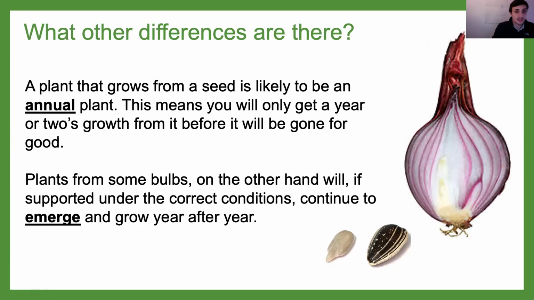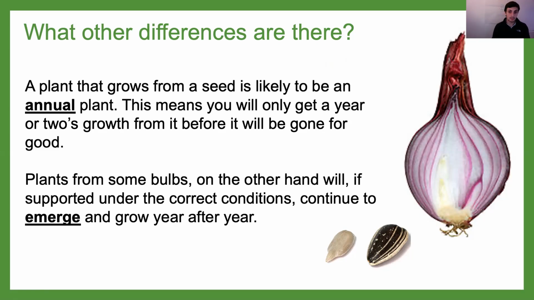A plant that grows from a seed is likely to be an annual plant. This means that you only get 1 or 2 years growth from it before it will be gone for good. So if you plant seeds in the garden, you'll probably only get them for 1 year. And then it'll die when its time is done.